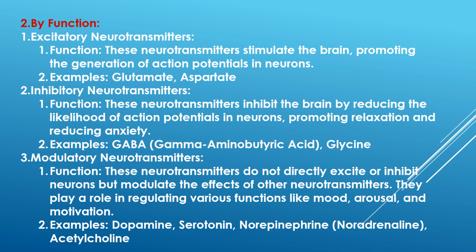Inhibitory neurotransmitters. Function: these neurotransmitters inhibit the brain by reducing the likelihood of action potentials in neurons, promoting relaxation and reducing anxiety. Examples: GABA, gamma-aminobutyric acid, glycine.